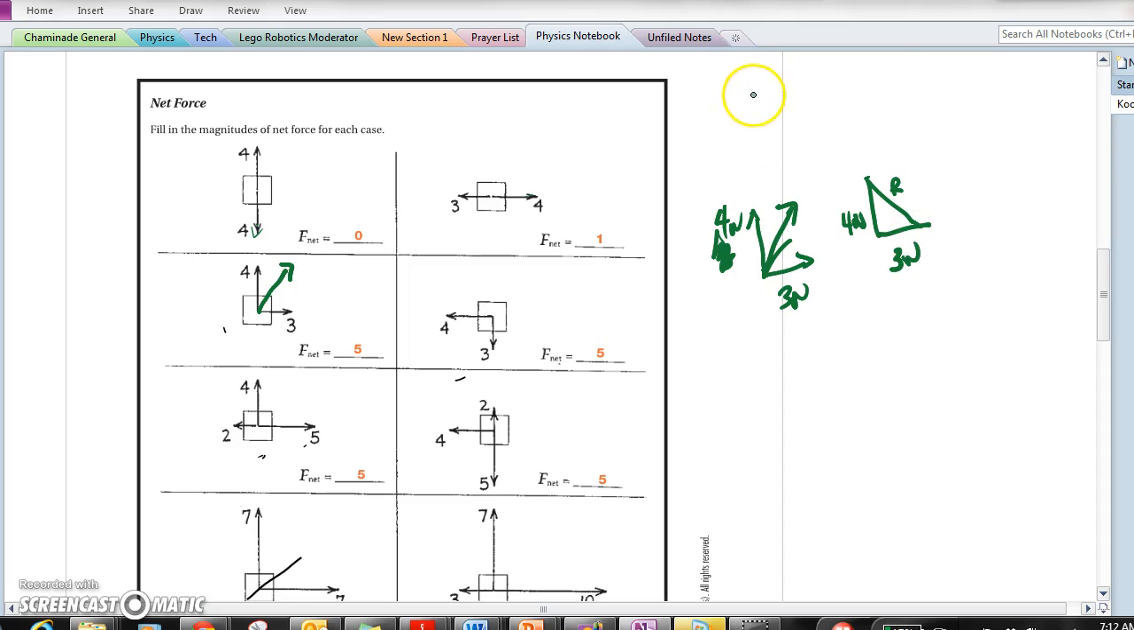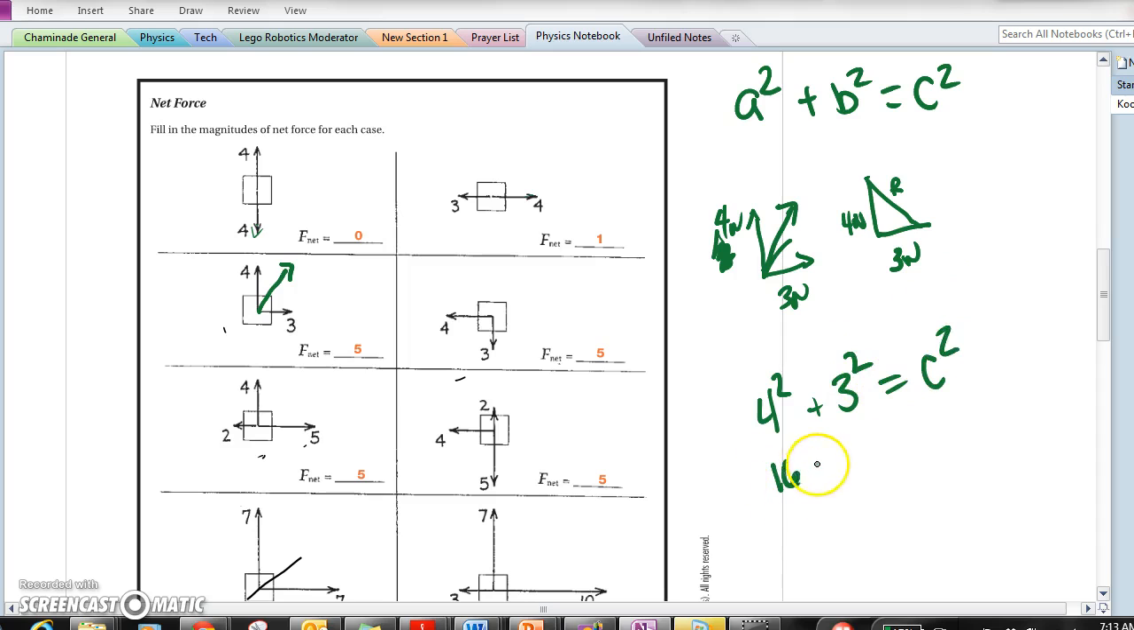So all we need to know to solve this is the Pythagorean Theorem. A squared plus b squared equals c squared. All right, let's plug in for that. 4 newtons squared plus 3 newtons squared equals the resultant, or c squared. 16 plus 9 equals c squared, thereby turning into 25 equals c squared. To get rid of the squared value on both sides, we square root it. The square root of 25 is c, which equals 5.